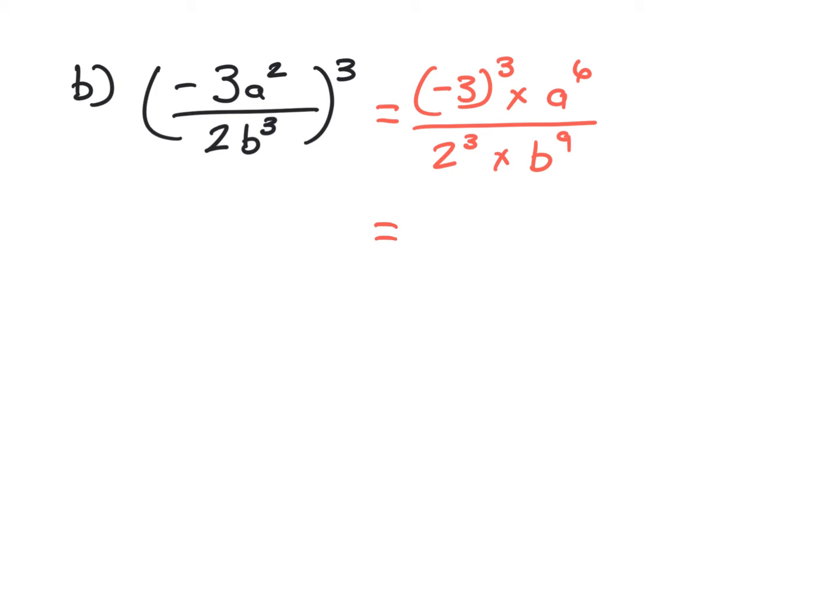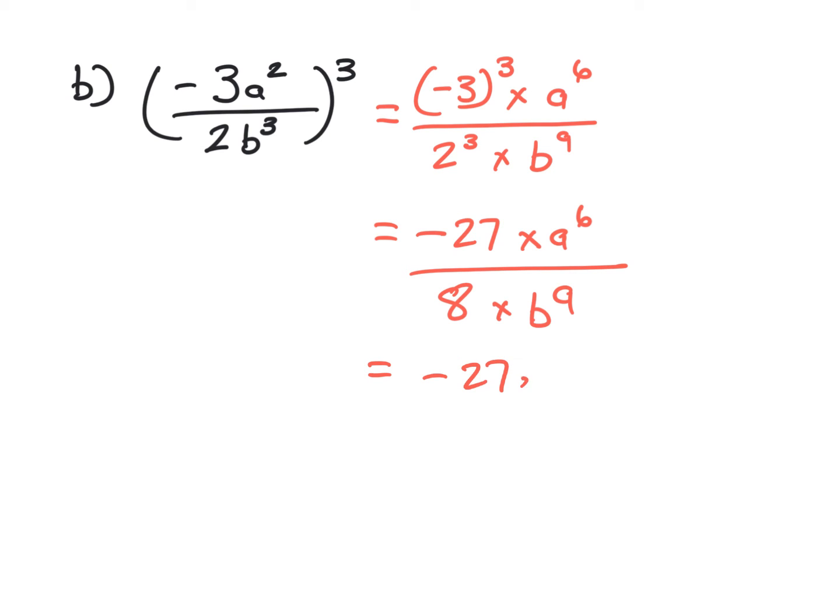Next line will be, if we have negative 3 to the power of 3, a negative multiplied by negative is a positive. Positive multiplied by negative is going to give me a negative. 3 times 3 is 9, times 3 is 27. So it's negative 27 multiplied by a to the power of 6, all over 2 times 2 is 4, times 2 is 8, multiplied by b to the power of 9. So our answer therefore is minus 27 a to the power of 6 all over 8 b to the power of 9.